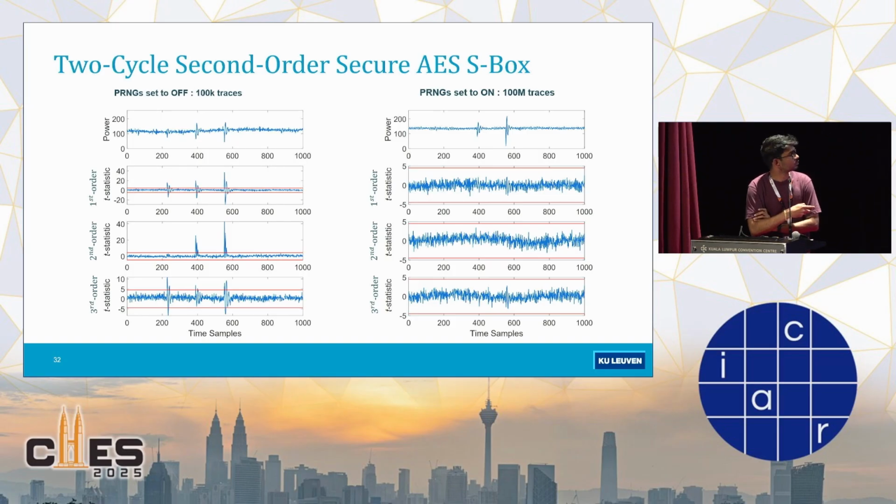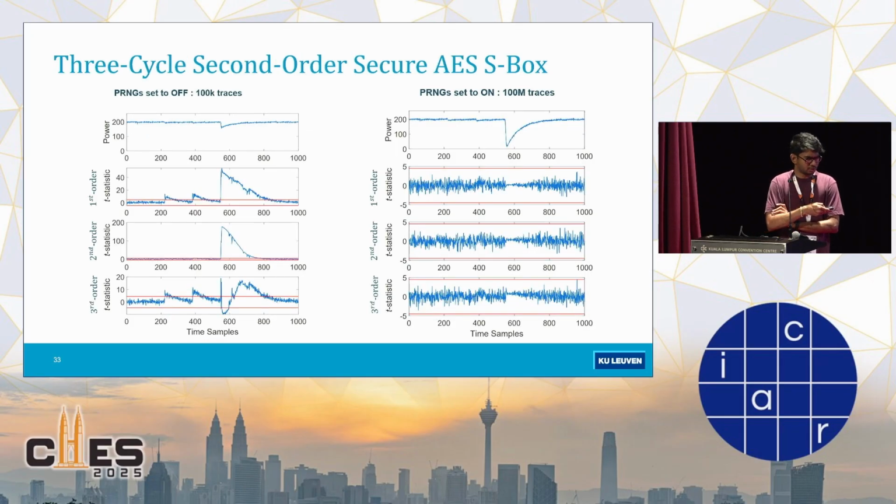So these are the S-boxes, 2-cycle and 3-cycle second order AES S-boxes. Again, it's the same thing. Left-hand side, it's PRNGs off, and right-hand side, it's PRNGs on. You have the power and the univariate results, and it leaks as expected on the left-hand side, but with PRNGs set to on, you don't see any leakage for the first order or the second order. And same for the 3-cycle second order AES S-box, similar leakage pattern.